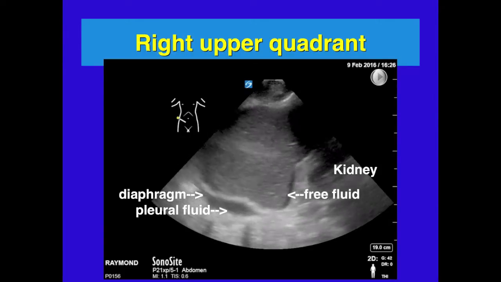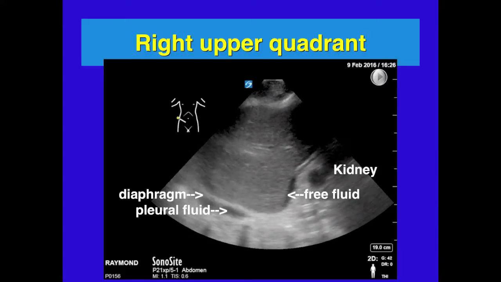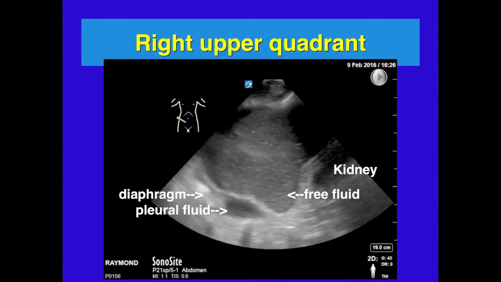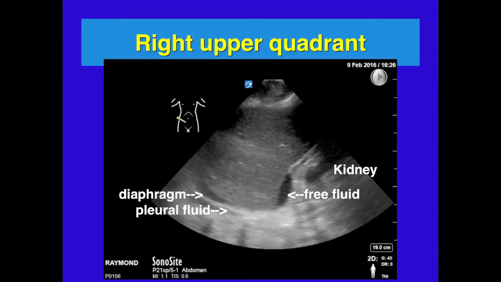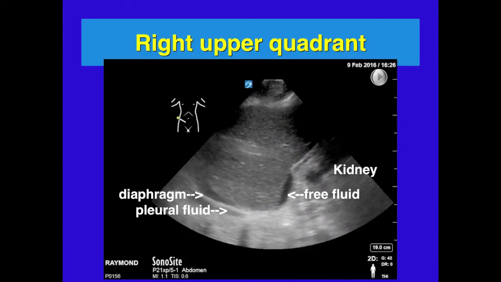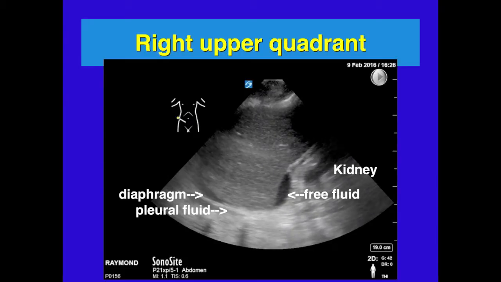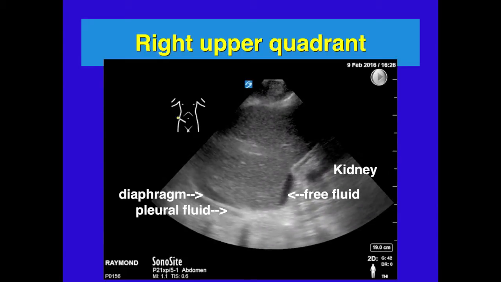Here's another picture of a right upper quadrant where you see a kidney. You actually see free fluid and pleural fluid. And this illustrates the point that I will make in future slides, which is one of the most important things is to be able to identify the diaphragm.